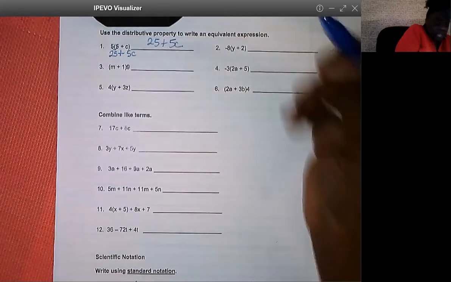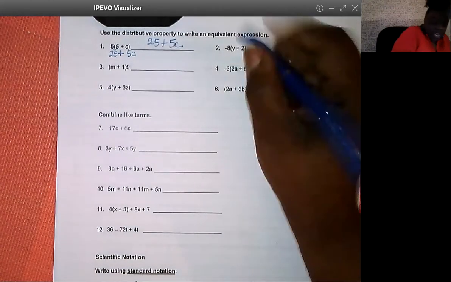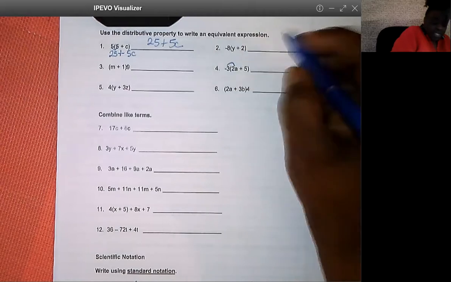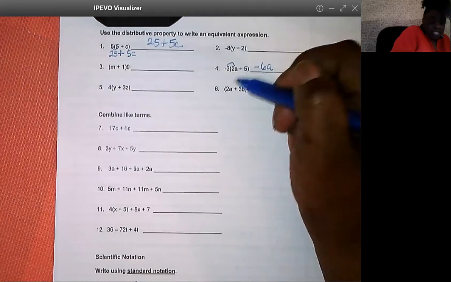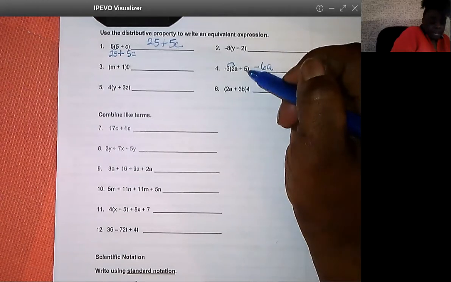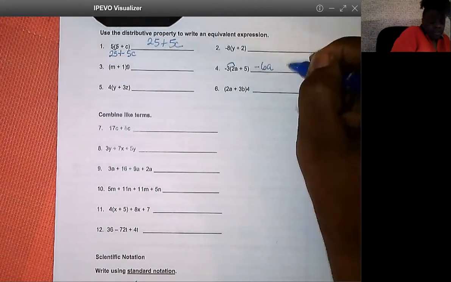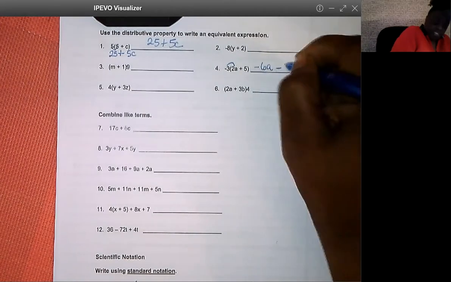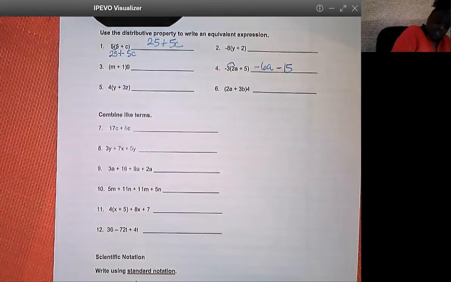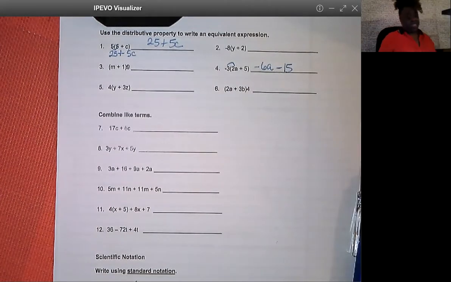Now here is another one we can try. It's negative 3 times 2a, which gives us negative 6a, and then we have negative 3 plus 5. So that would be negative 3 times 5, which will give you negative 15. And that's essentially how you do the distributive property. It's just essentially what it says. It's distributed among the numbers or variables that are in the parentheses.